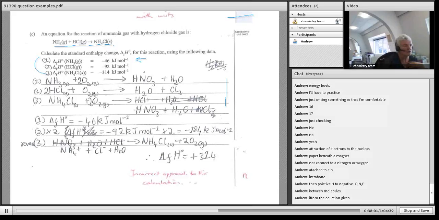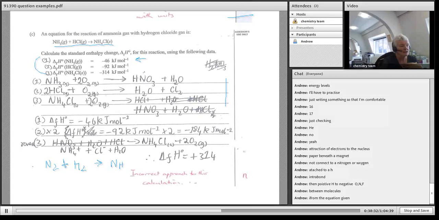So if I try and do the first one, the heat of formation is always forming one mole of that substance from the elements in their standard states. So ammonia is made up of nitrogen and hydrogen. So you would start off with nitrogen plus hydrogen gives me NH3, and now you have to balance.